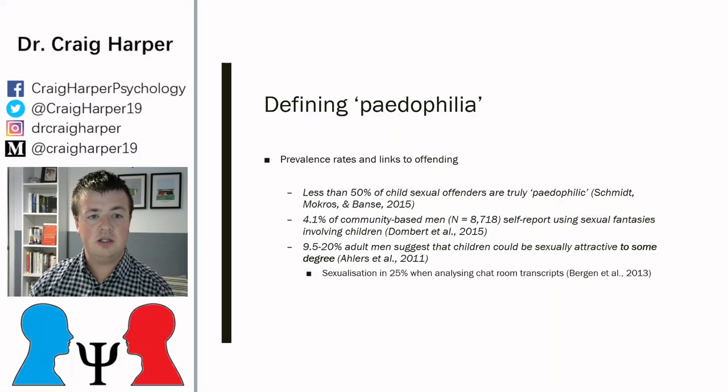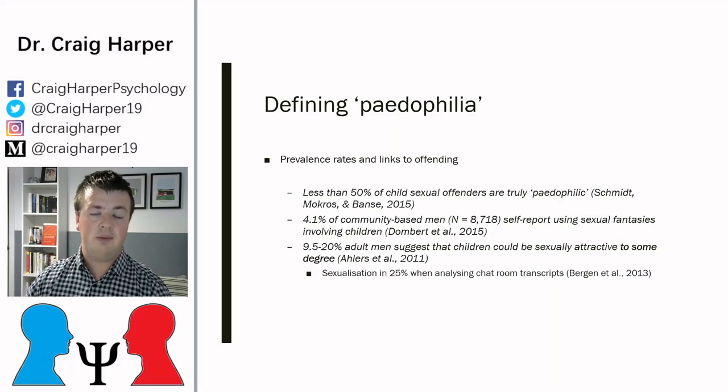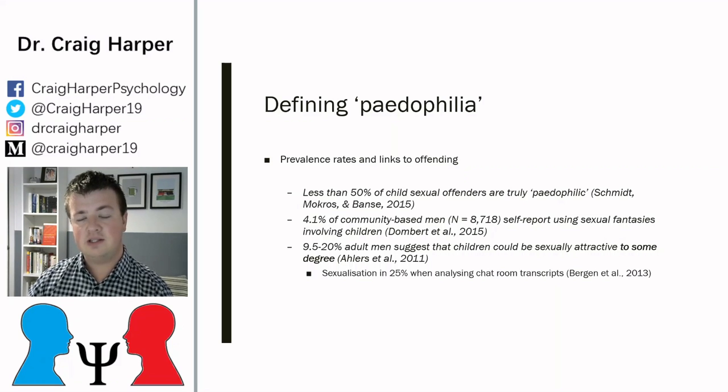So Schmidt and colleagues have done large-scale studies looking at paedophilic sexual interests. They've looked at explicit and implicit assessments of sexual arousal towards adults and children, and they found that less than half, just under half, of all people convicted of sexual offences against children actually meet the criteria for being classified as paedophilic.